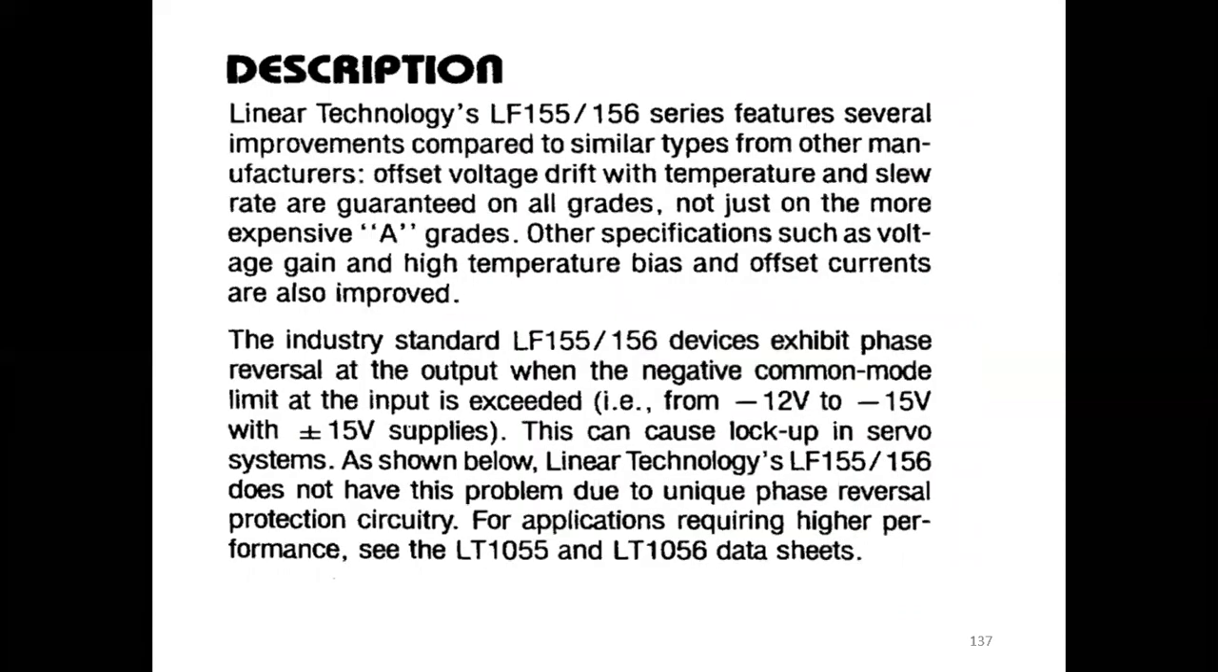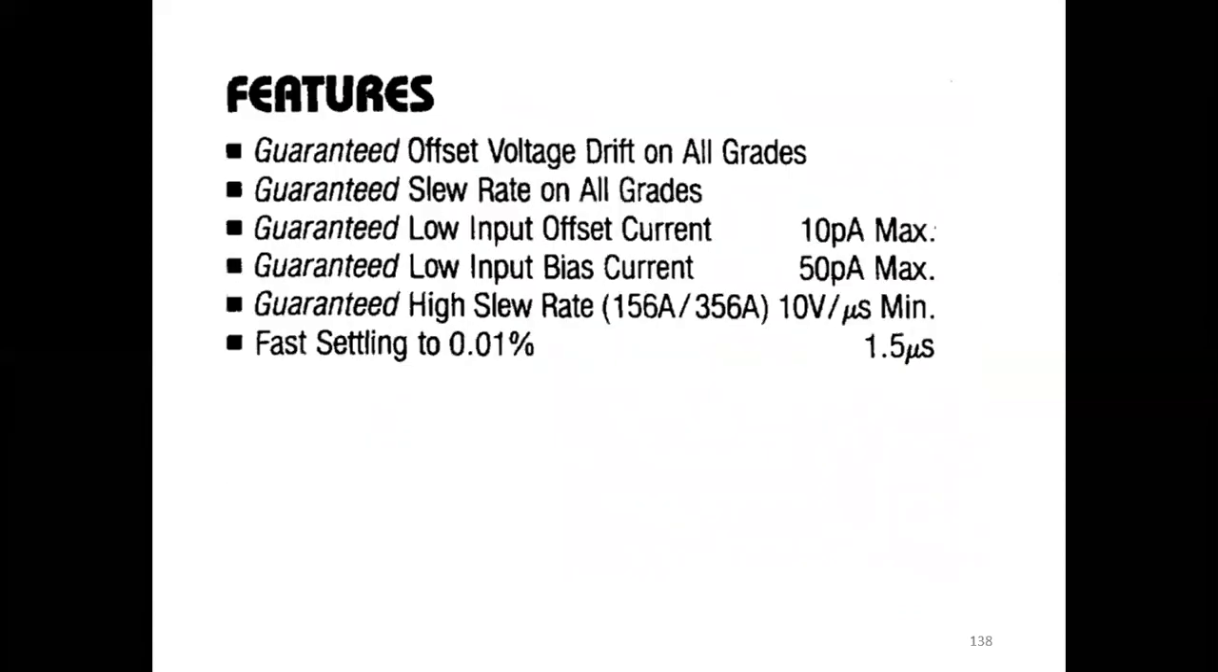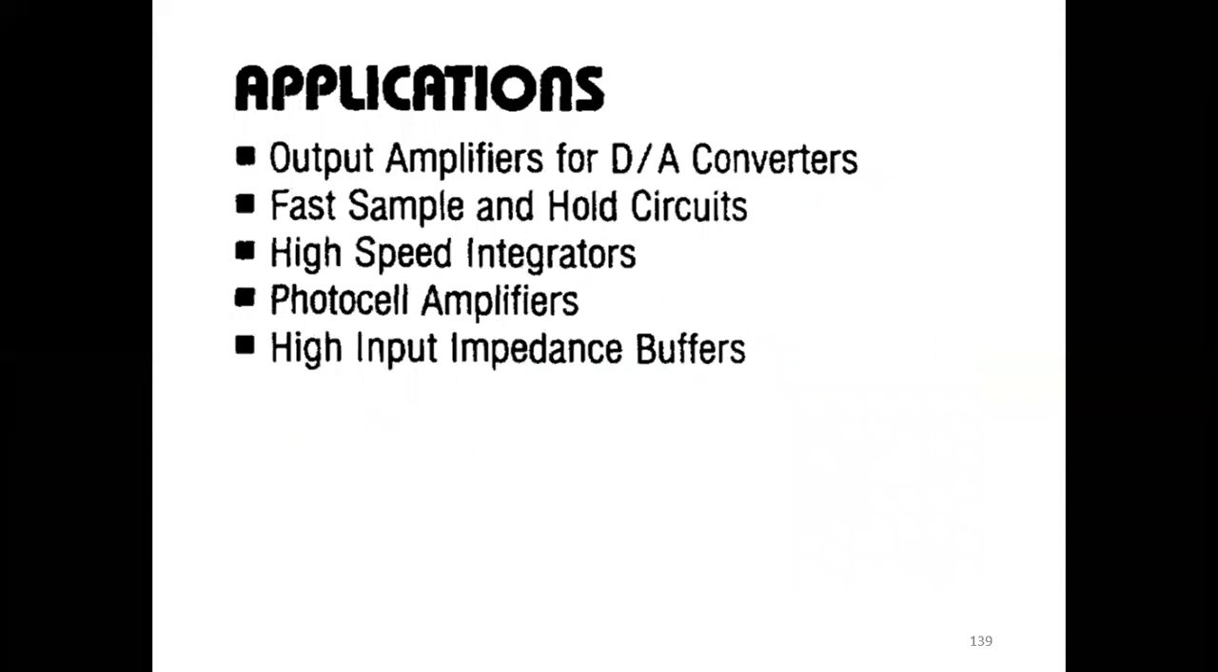So let's see one of the FET amplifier circuits, that is the LM155 from Linear Technology. We have different features, that is guarded output, offset voltage, low output bias, like that we discussed. Applications are output amplifier for D to A converter, digital to analog converter, then fast sample and hold circuits, high speed integrators, photocell amplifiers, high input impedance buffers. In that way they are using it.